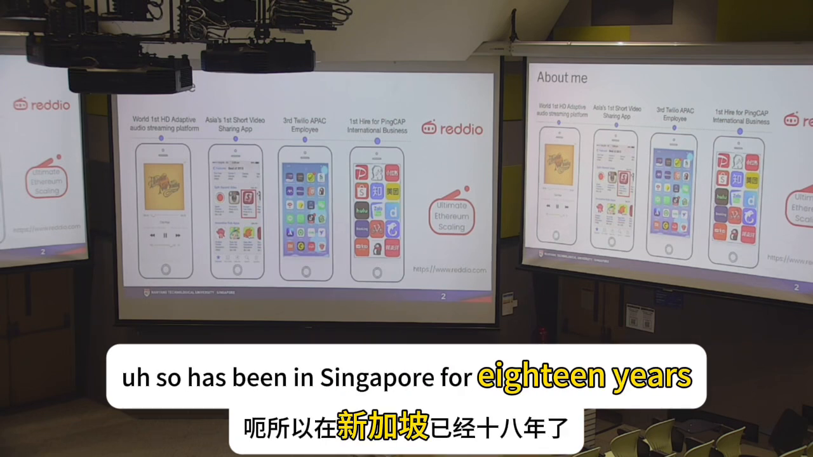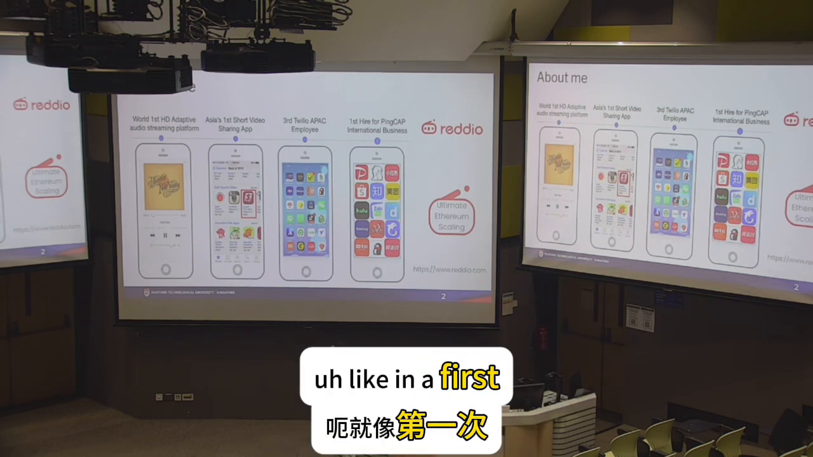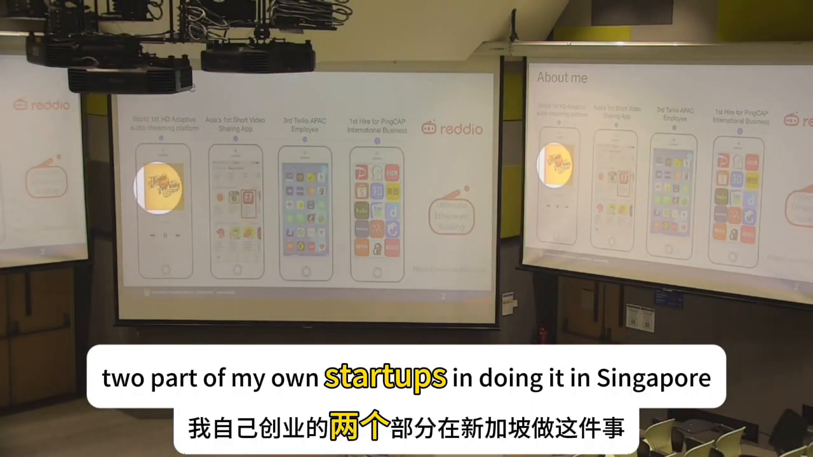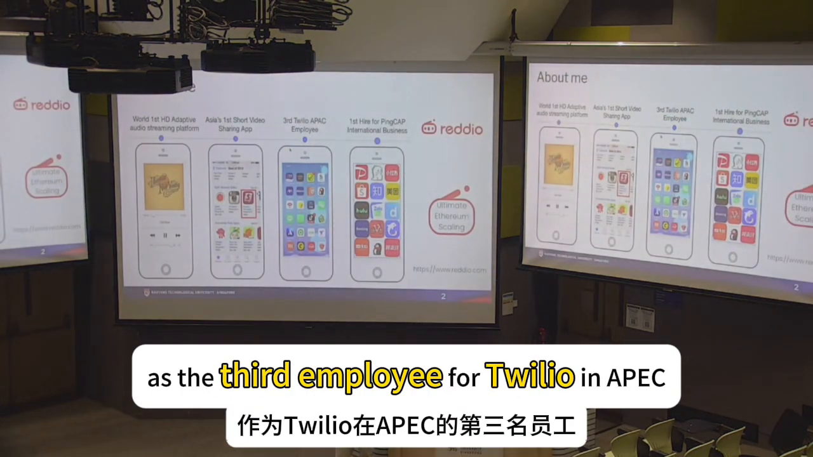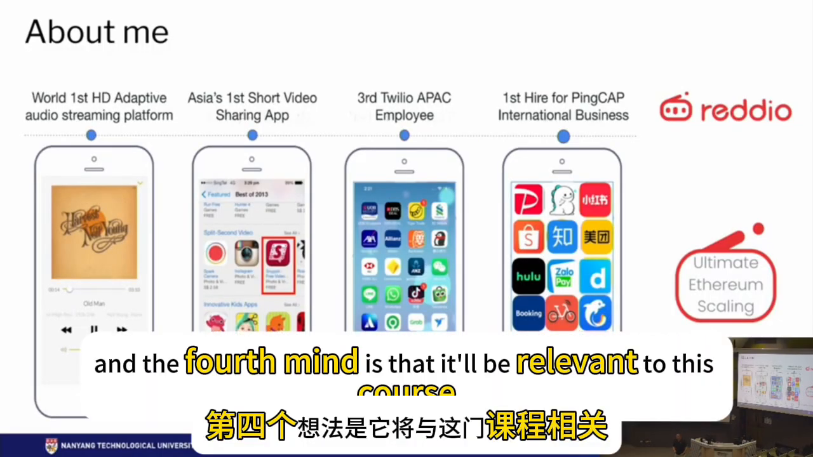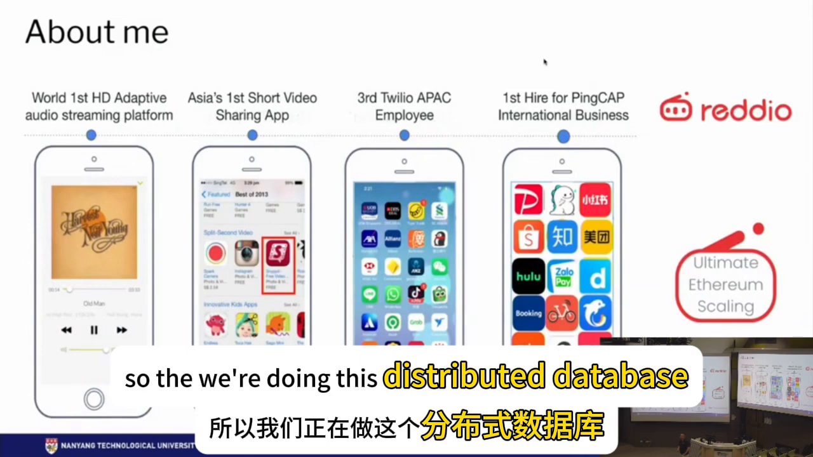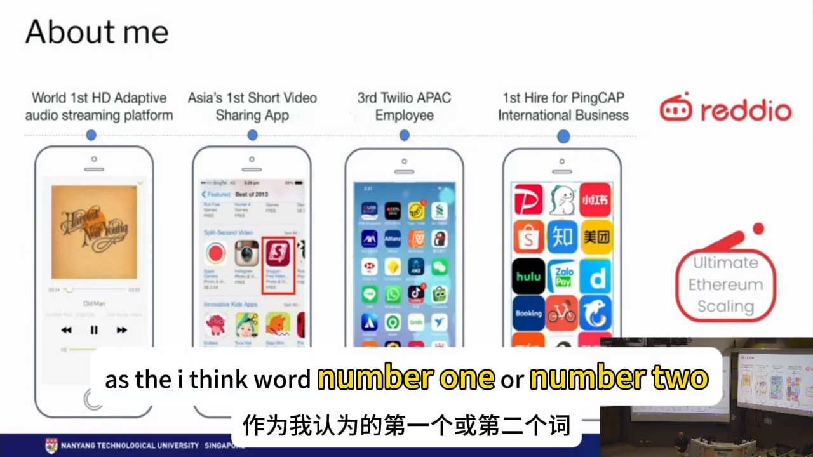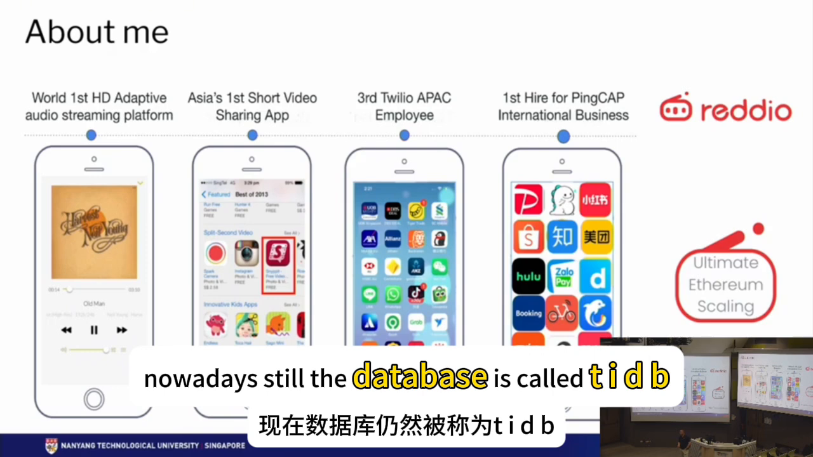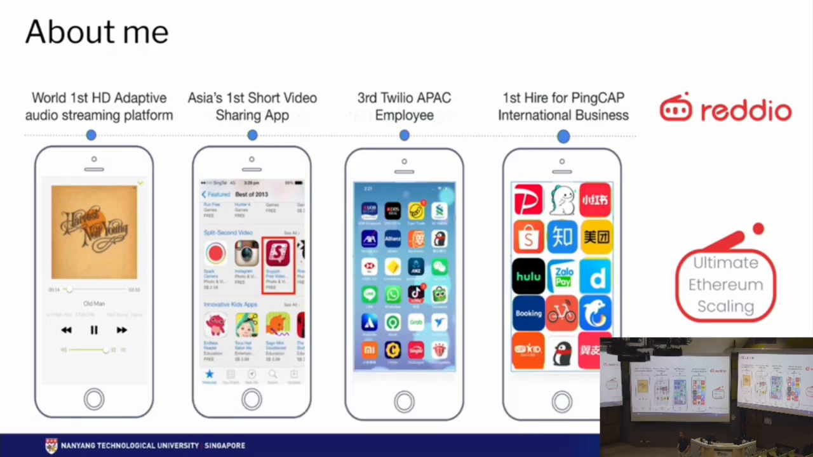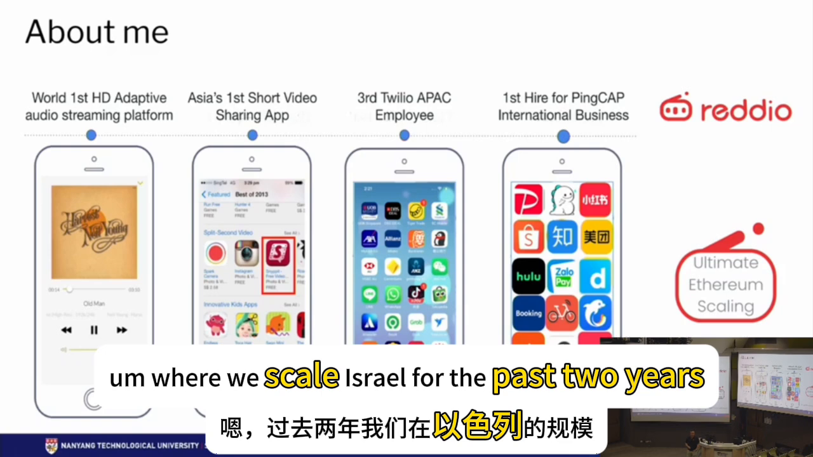I've been in Singapore for 18 years, originally from China. I've done my own startups before, the first two in Singapore. For the third one, I joined a company called Twilio as the third employee in APAC. And the fourth one is a little bit relevant to this course. I joined a company called PingCAP, where we're building a distributed database that is, I think, still world number one or number two among distributed databases nowadays. The database is called TiDB. Then I founded my own company called Reddio, where we've been scaling Ethereum for the past 2 years.